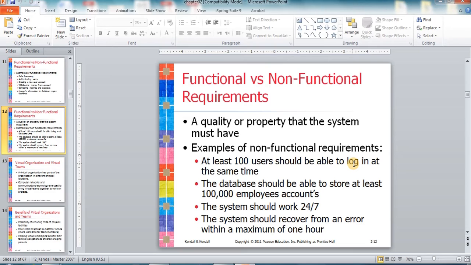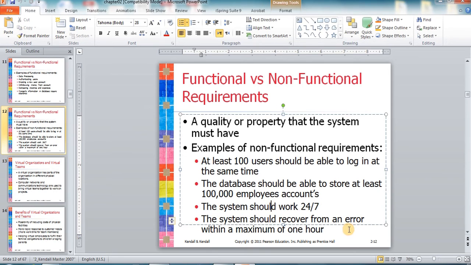This is a non-functional requirement. Another example, which I specified before, the system should work 24/7. This is also another non-functional requirement. The database should be able to store at least 100,000 employees' accounts. The size of the database should be such that at least 100,000 accounts can be created within the database. This is a non-functional requirement on the size of the database.